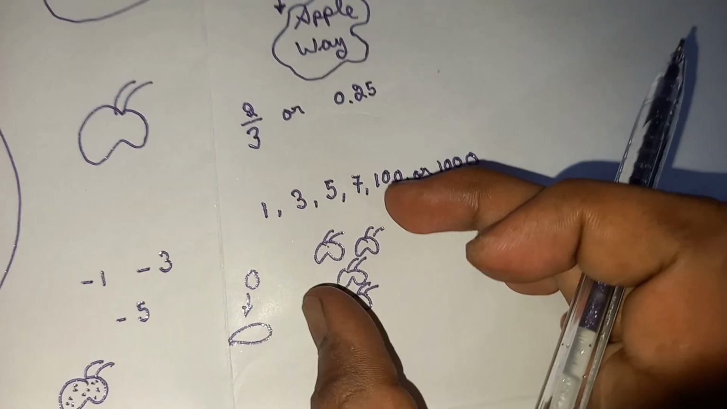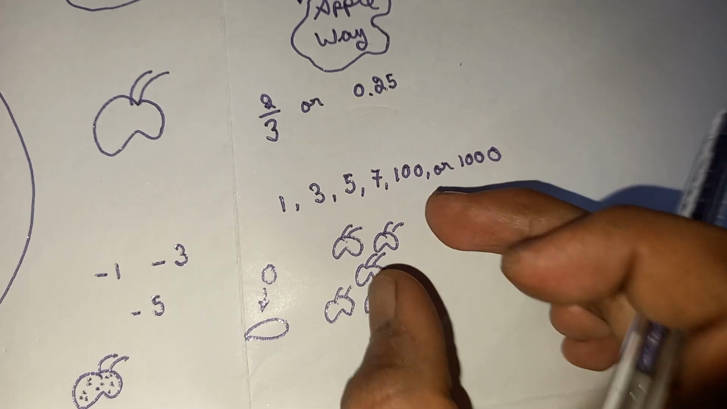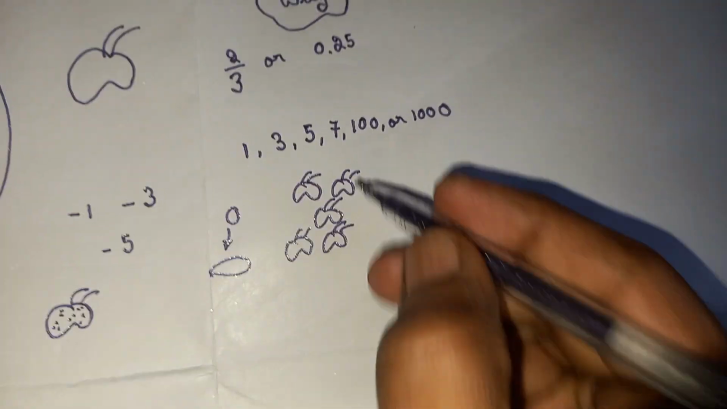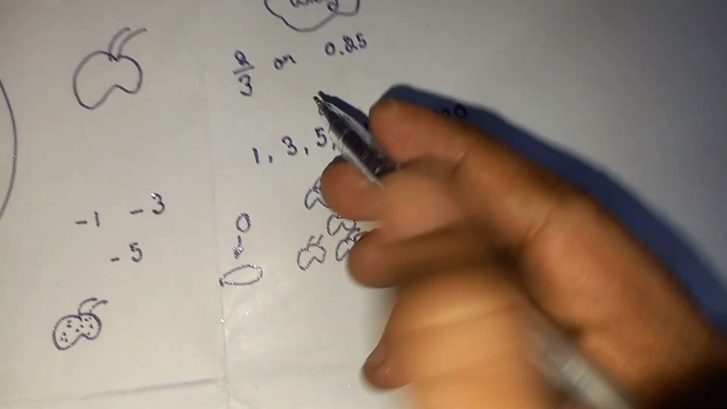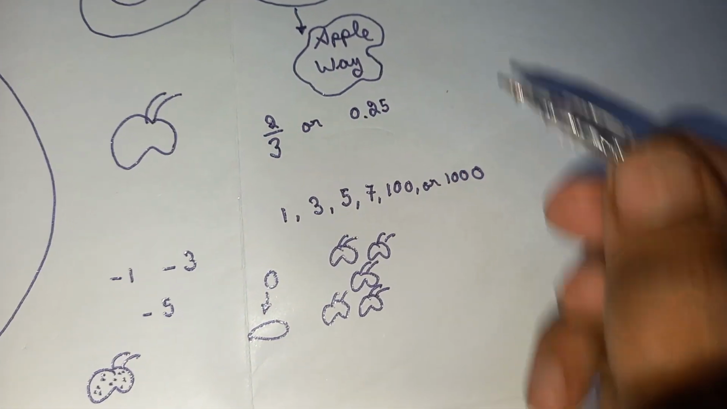Now I'm going to tell what are fraction and decimal. If you take complete apples, they are known as whole numbers or integers. And if you take the parts of apples, it's going to be known as this one. What are fractions or decimals?